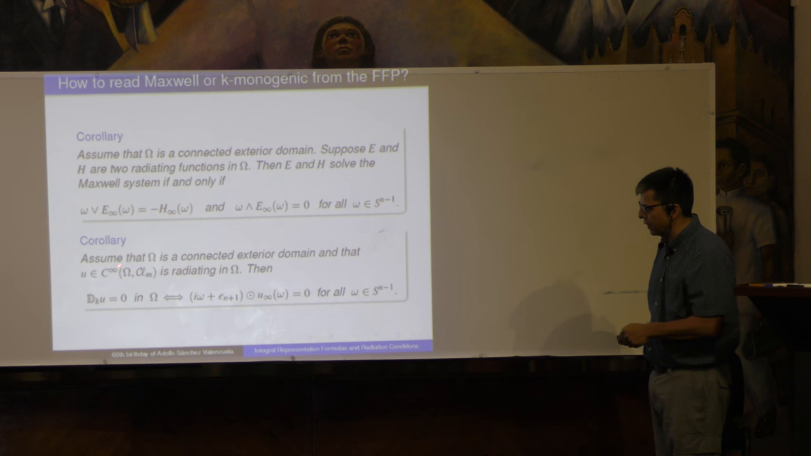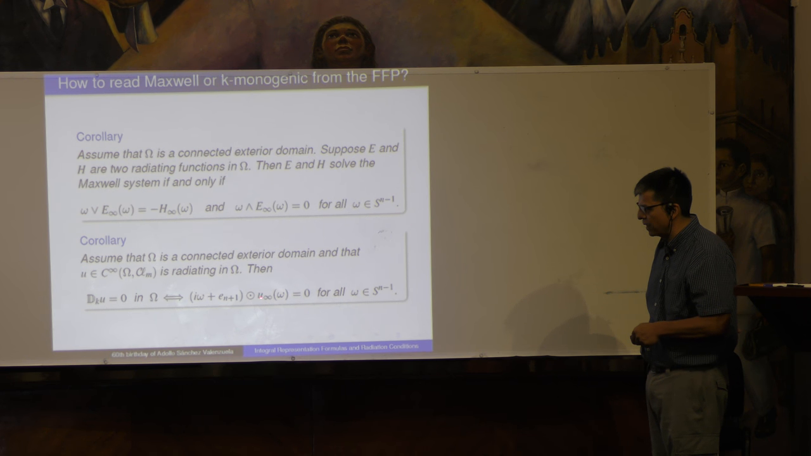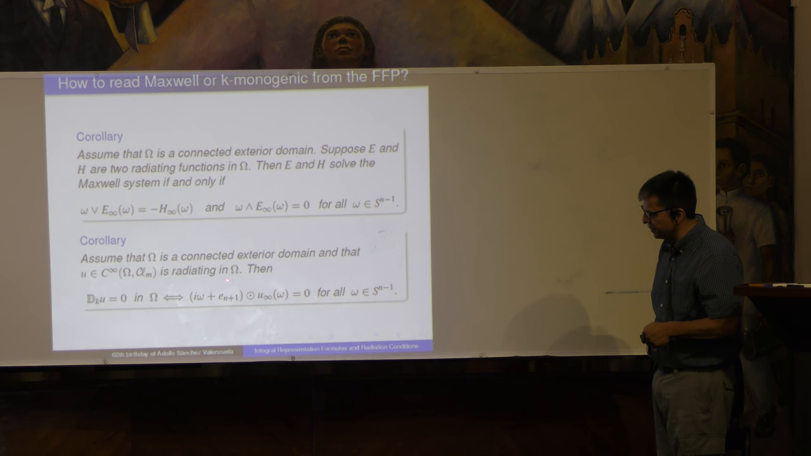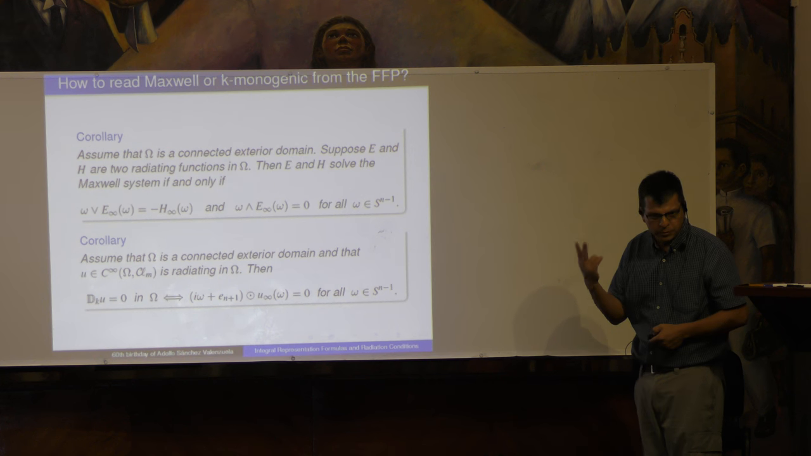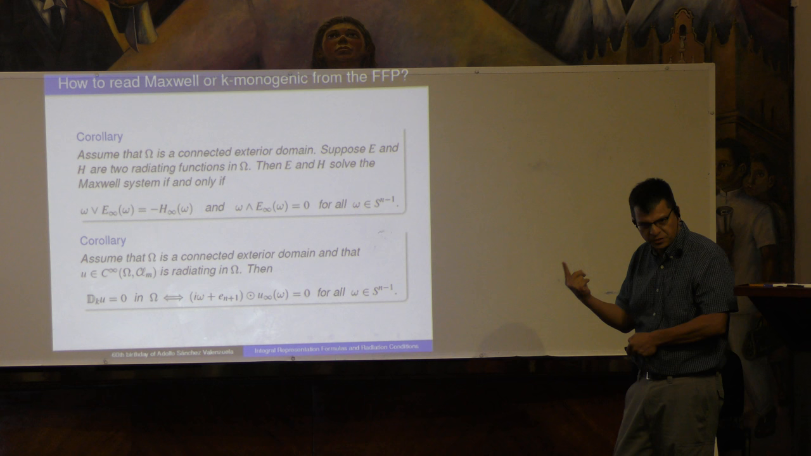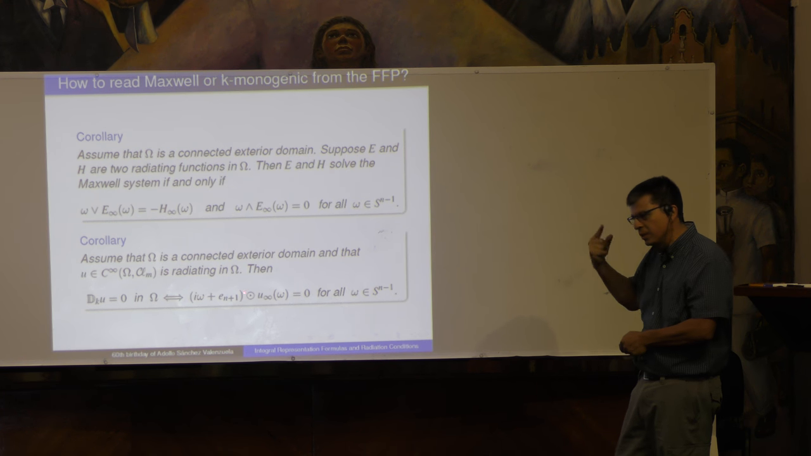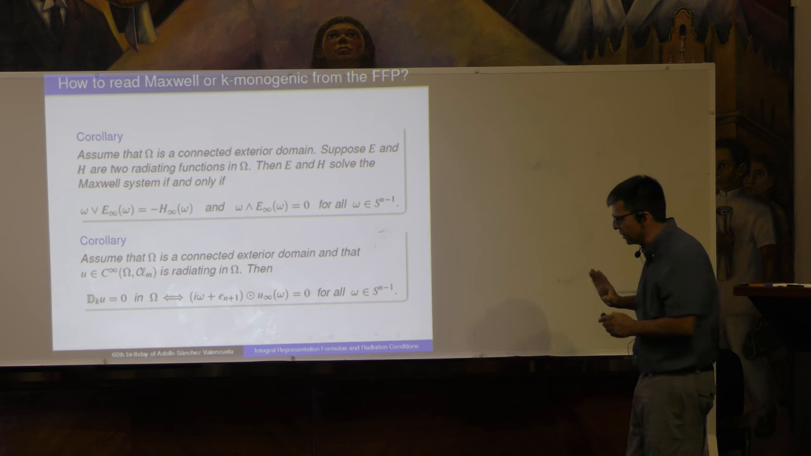We can also say we got a radiating function, and it is k-monogenic if and only if its far field pattern is a divisor of zero of this form. And this is interesting also because u satisfies a second order system, and here we are saying that we satisfy a first order system just from knowing its value at infinity. That's the nice part of this.